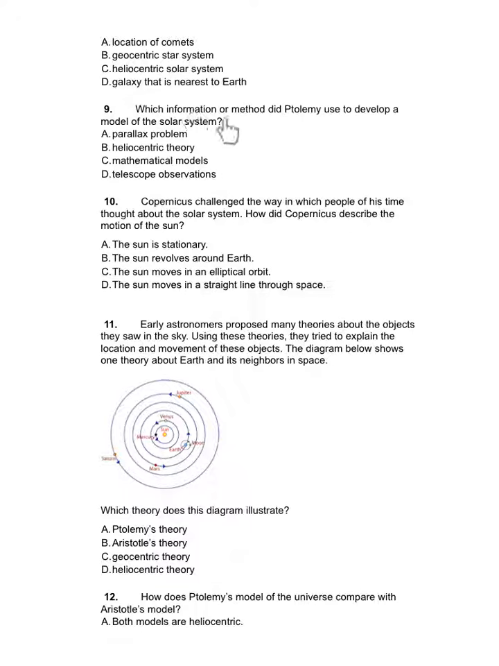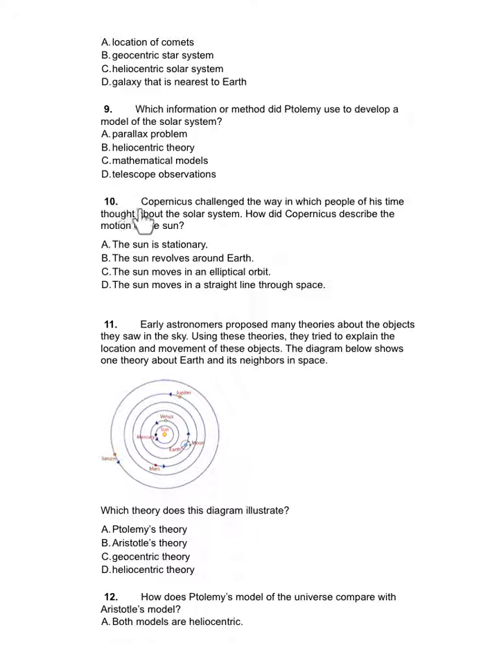Number 9. Which information or method did Ptolemy use to develop a model of the solar system? A. Parallax problem. B. Heliocentric theory. C. Mathematical models. D. Telescope observations.